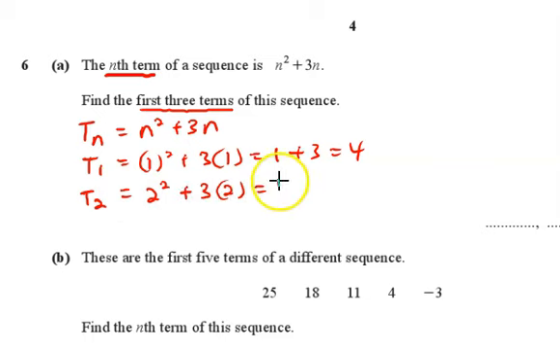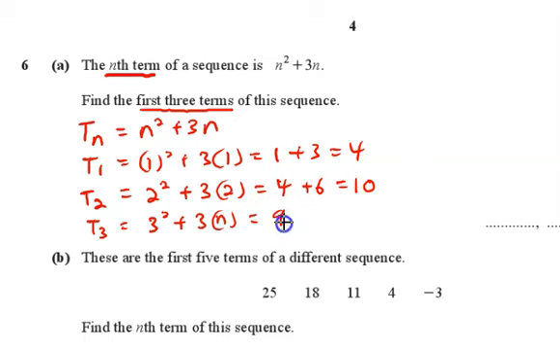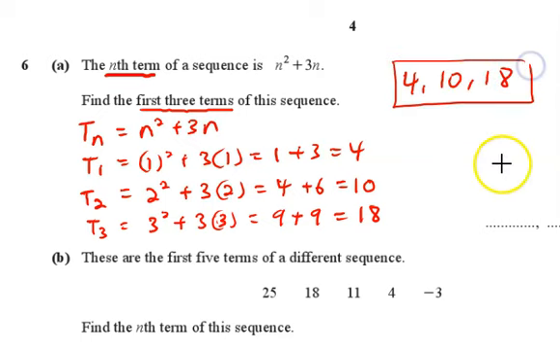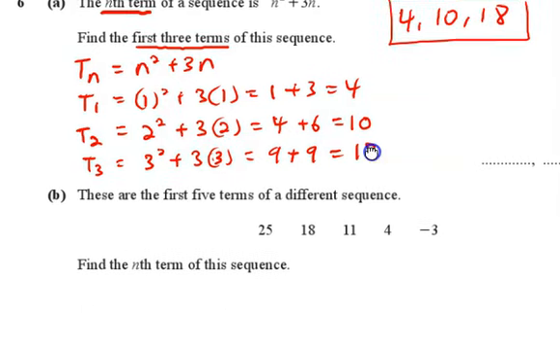So here we have 4 plus 6, which gives us 10. And the third one, 3 squared plus 3n. So here we have 9, and the n here I replace with number 3. So 9 plus 9, we are getting 18. So this is our sequence for this answer. Okay, now let us look at the next one.